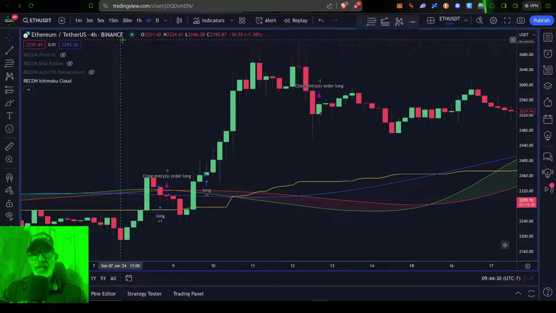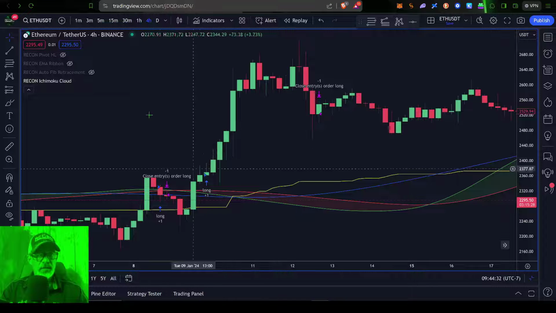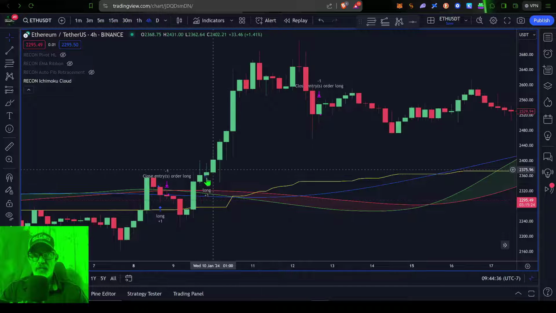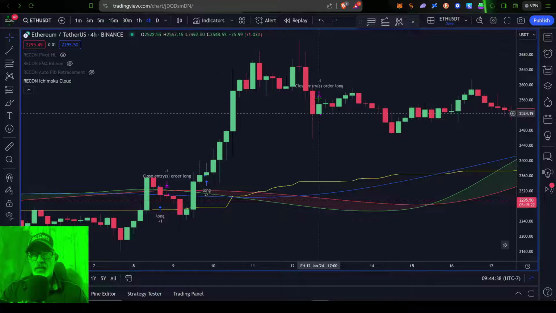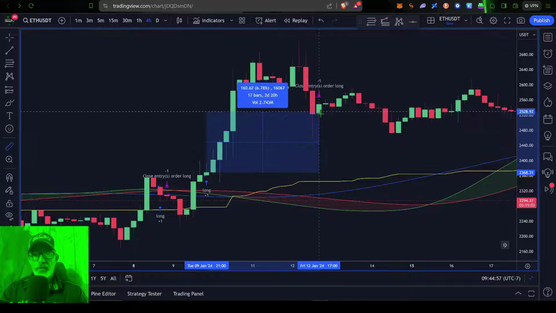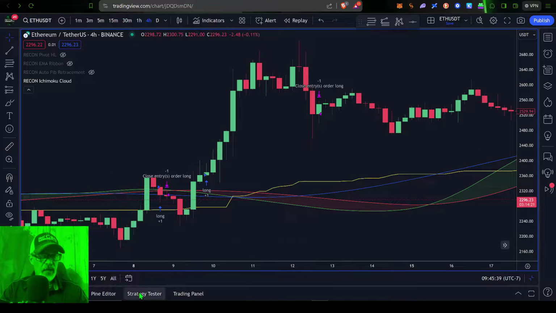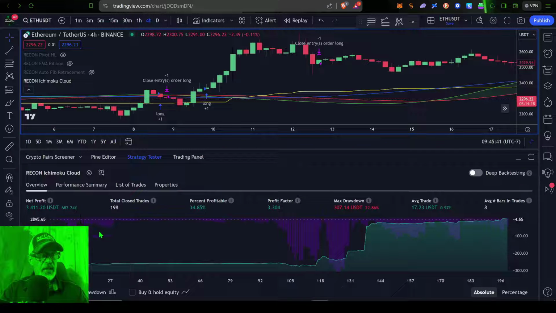And if you want to try this indicator on another trading pair, let's say Ethereum USDT on the 4-hour Binance chart, you can see with the Ichimoku cloud applied to the chart, here is an entry for a long, and it closes out up here for a profit of almost 6.5%. So not a bad trade there. And we can check out the strategy tester down here and see how overall this strategy has performed.